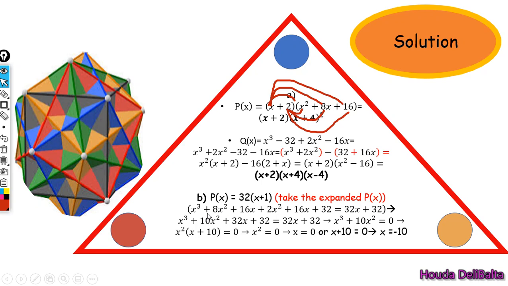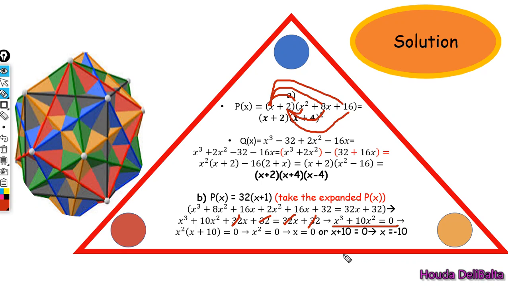Now we can add 8x squared and 2x squared to get 10x squared. 16x and 16x give 32x, and here we have 32. Now this 32x will cancel this one, and this will cancel this one, or we take them to the other side and we're going to get 0 on the other side. So what remains is x cubed plus 10x squared equals 0.